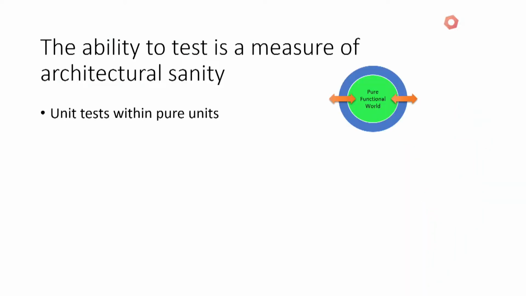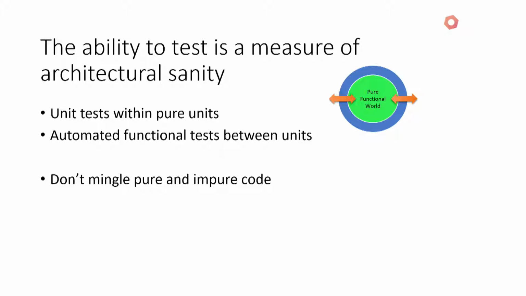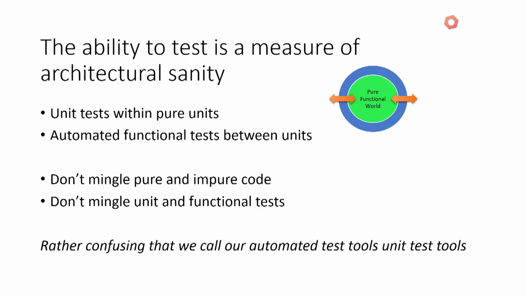So we use a little graphic again. You can unit test within the pure limits, and you can do automated functional testing across the boundaries. That's awesome. Don't mingle pure and impure code. We already said that. Also, don't mingle unit tests with functional tests, which is incredibly confusing because we choose to have a tool, or someone else did it for us, where we do all of our automated testing, functional or not, using a tool called unit testing. NUnit, XUnit, it's a unit test tool, okay? But it can't be a true unit test if you have to use a mock to make it work.